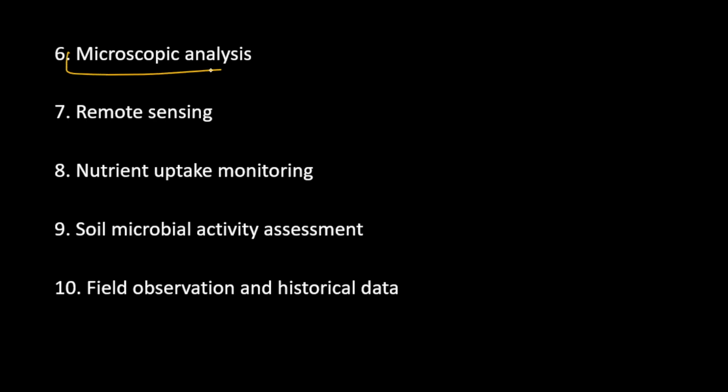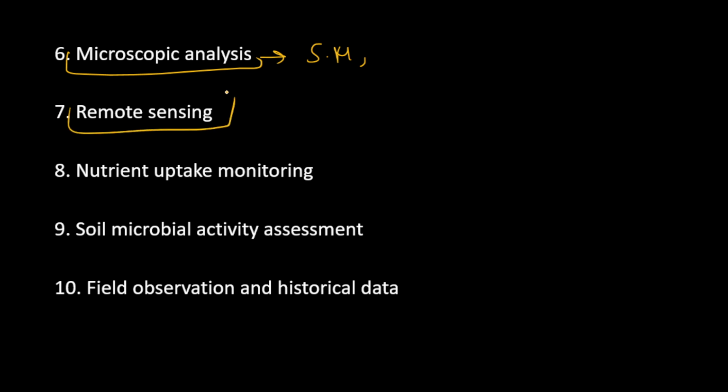We will do microscopic analysis, which generally means taking the soil sample to the lab and checking it at microscopic levels. What are the nutrients present? We have to examine soil microorganisms and certain kinds of nutrients, and all these things will give a certain amount of data about soil fertility.